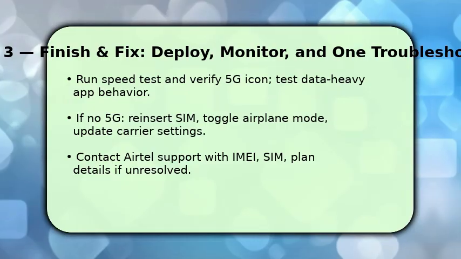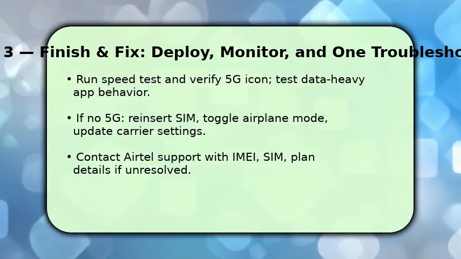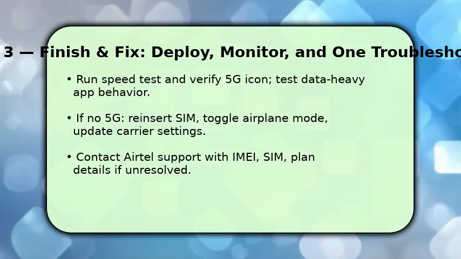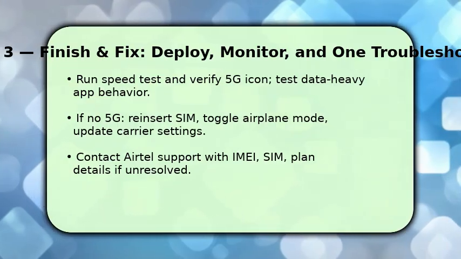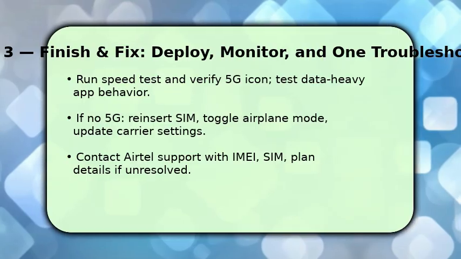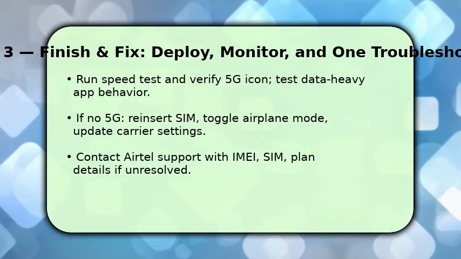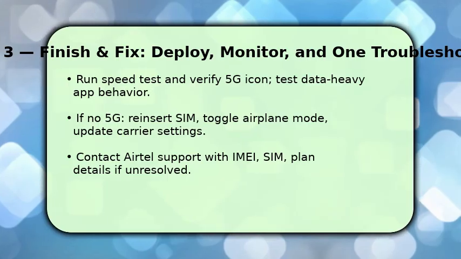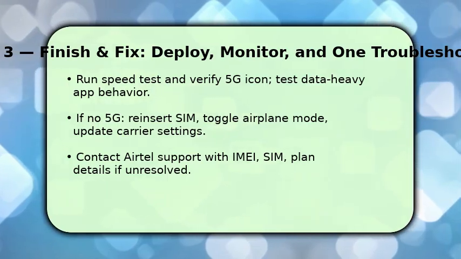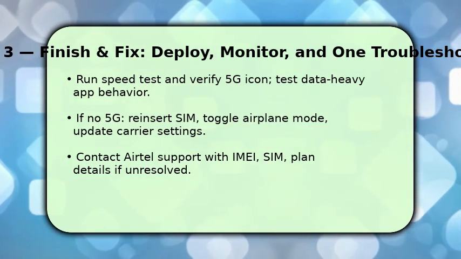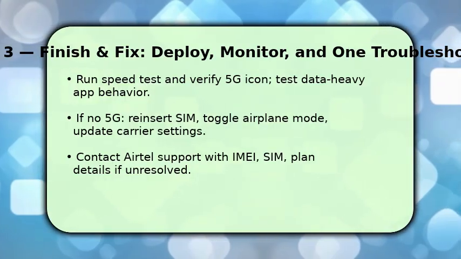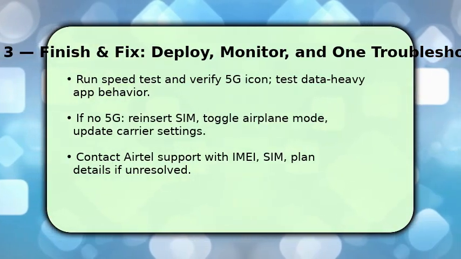If you don't see 5G, reinsert the SIM, toggle airplane mode, and reboot. Next, check for carrier settings or firmware updates because provisioning often needs them. If problems persist, contact Airtel support and provide your SIM number and plan purchase details so they can reprovision or escalate. This usually resolves lingering activation issues.